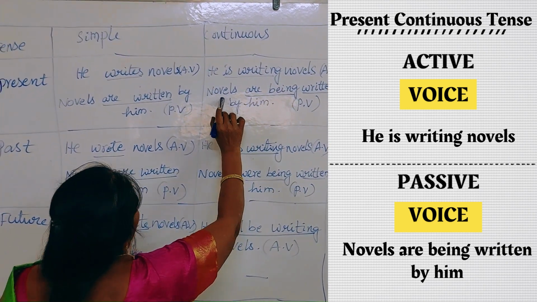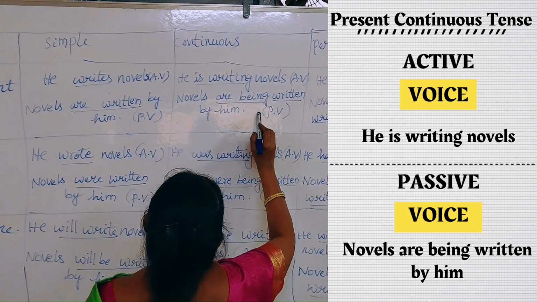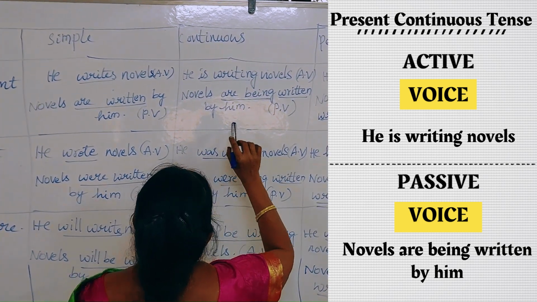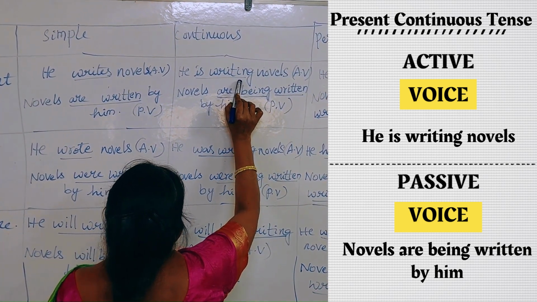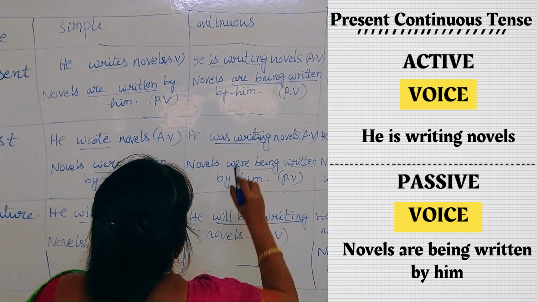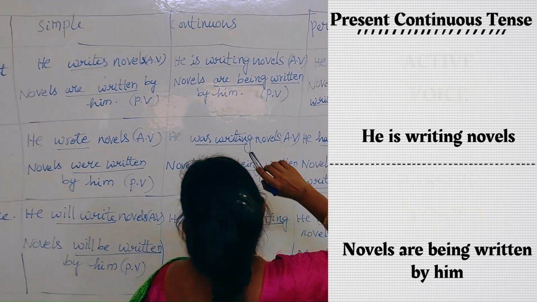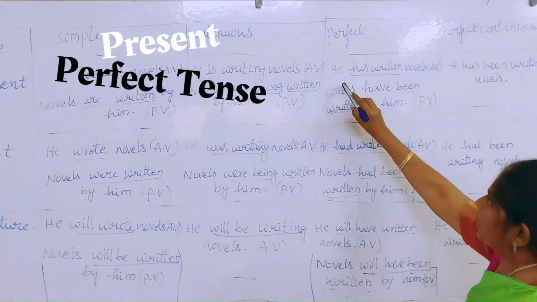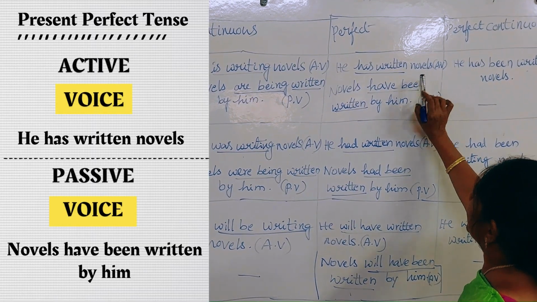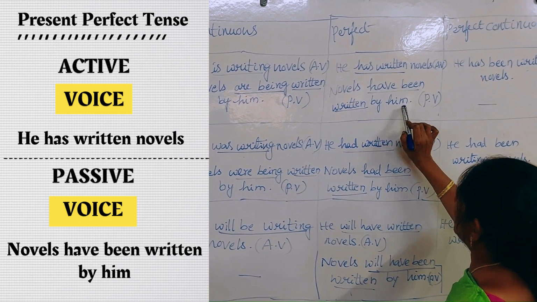Novels, which is the object in active, became the subject in passive voice, and he, which is the subject in active voice, became the object in passive voice, and he is writing, the present continuous verb, became are being written in passive voice. So in continuous form we add being in passive voice. Next, coming to the third tense, present perfect tense. He has written novels is the active voice. If we change the sentence into passive voice, novels have been written by him.